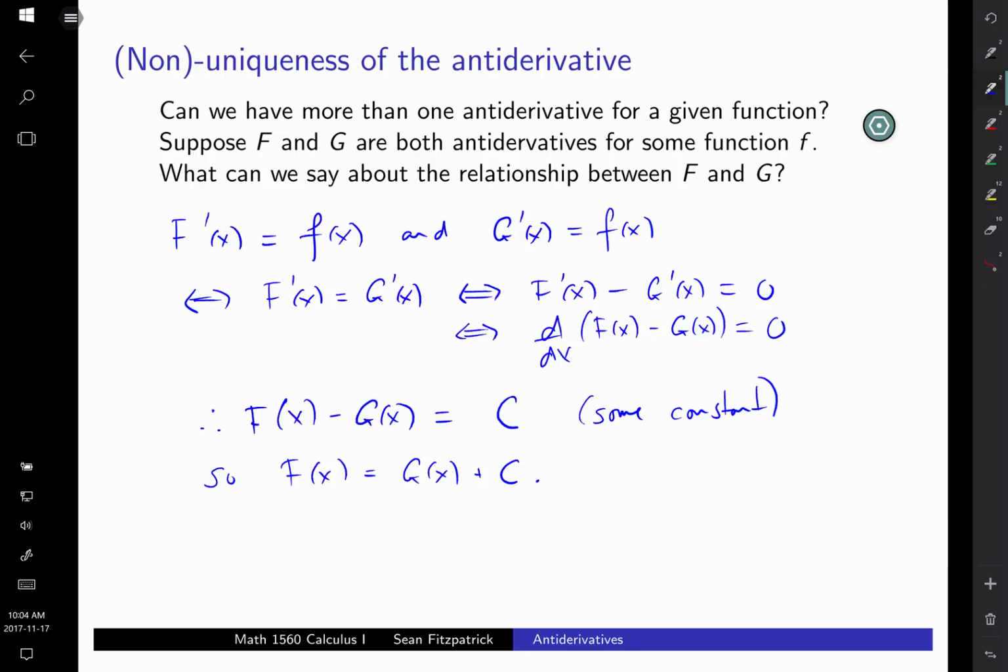However, that's the only flexibility that we have. This tells us that if we have two antiderivatives, at worst they differ by a constant. We get from one antiderivative to another by adding a constant, so it's not so bad. Worst case scenario, we're off by a constant. That's something that we can handle.